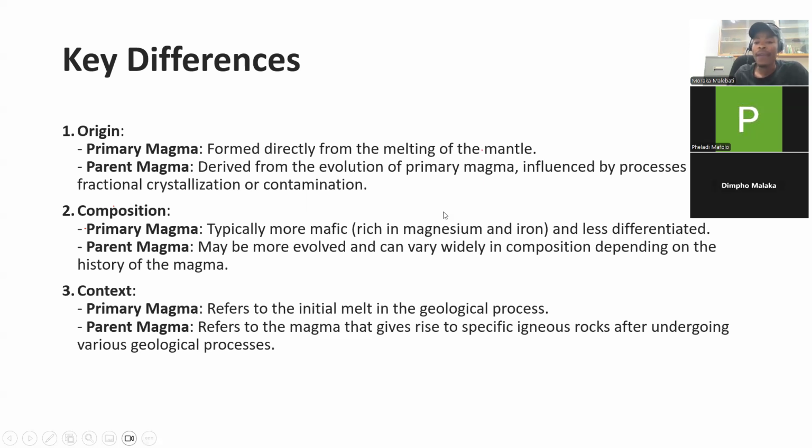magnesium and iron, and it's less differentiated, meaning it's less evolved. Then parental magma may be more evolved and can vary widely in composition depending on the history of the magma. Okay, it can range from mafic to ultramafic or ultramafic to felsic. Okay. Primary magma refers to the initial melting geological process, whereas parental magma refers to the magma that gives rise to specific igneous rocks after undergoing various geological processes.